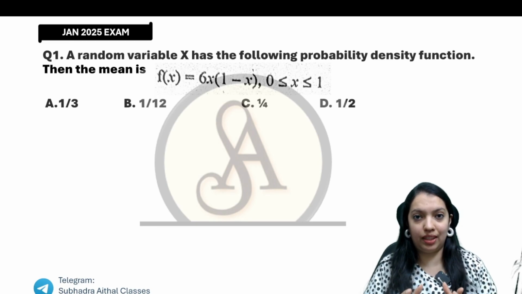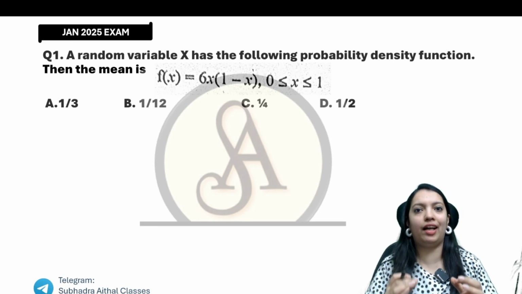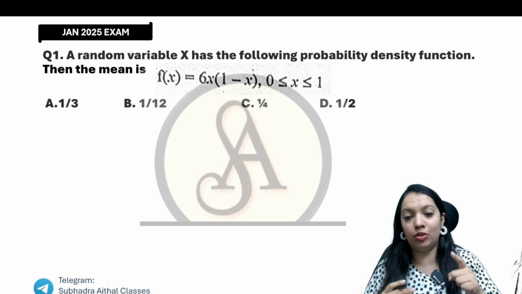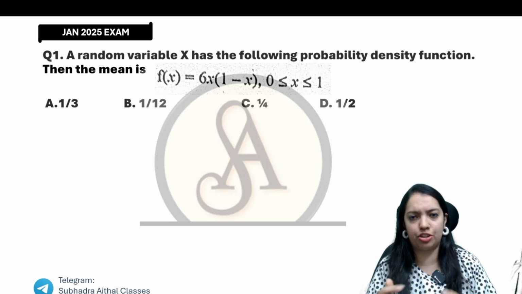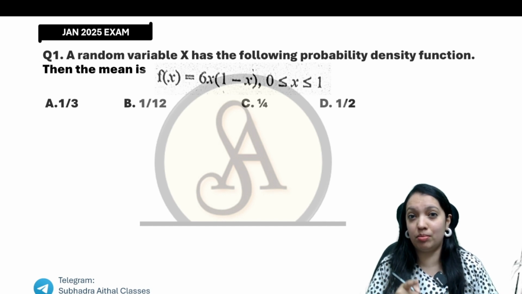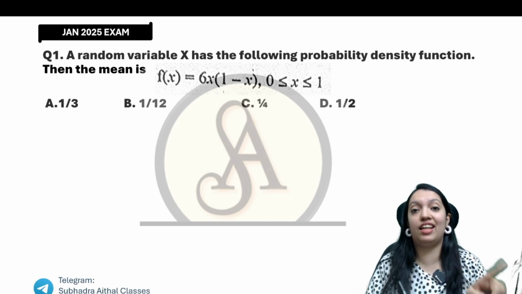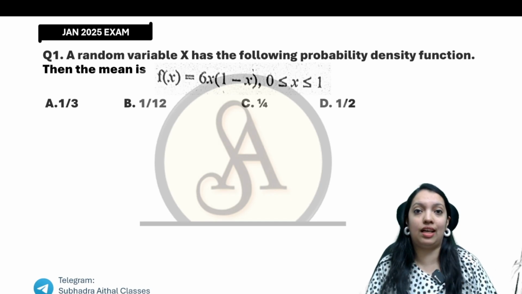In the question paper that I received, this was the first question and it took me by surprise. Even though the question is asking you to calculate mean and it is probability density function, it's a theoretical distribution question. This is normal distribution connected with integration. So it is a calculus question actually.